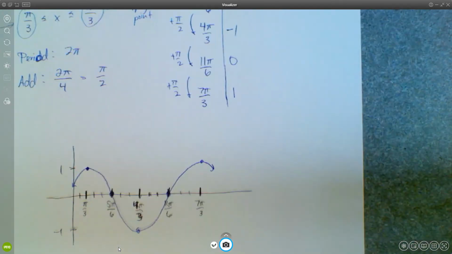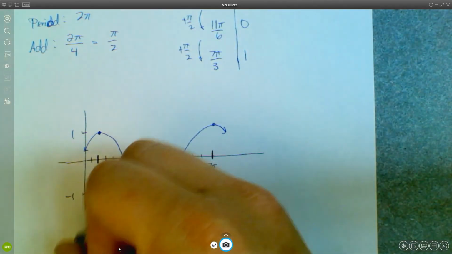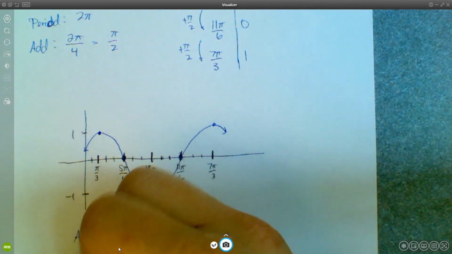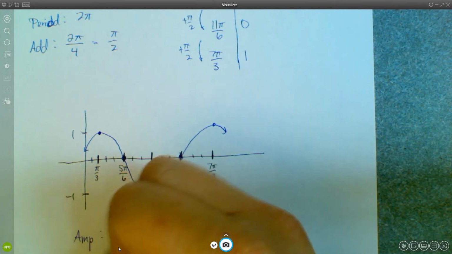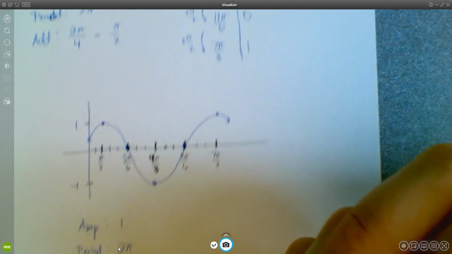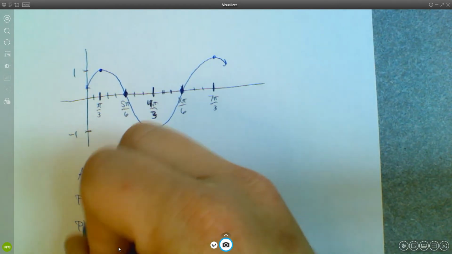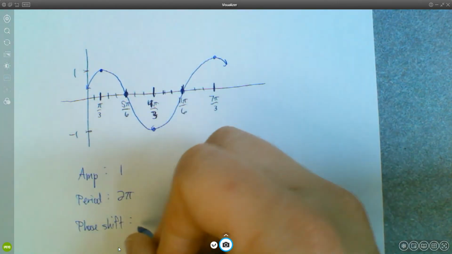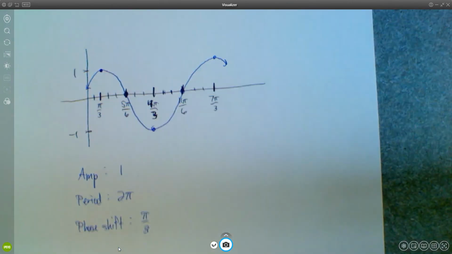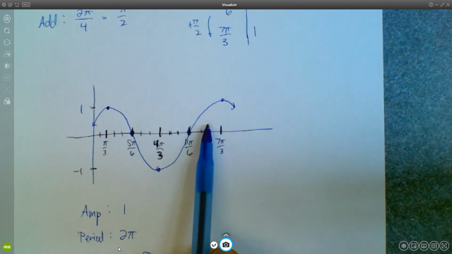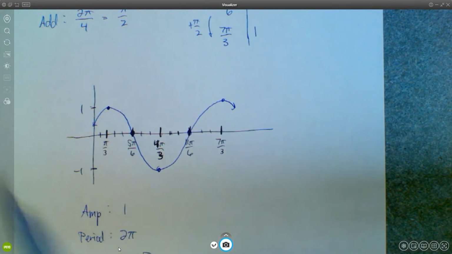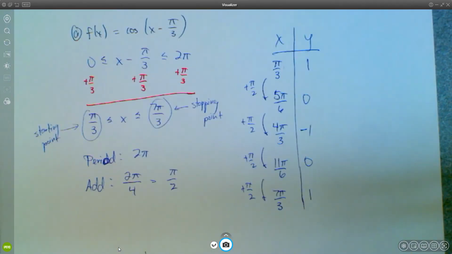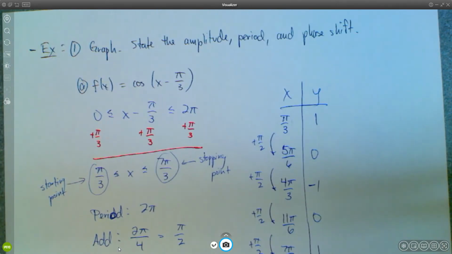We're supposed to state the amplitude, period, and phase shift. So the amplitude we said was 1. The period we said was 2 pi. And the phase shift we said was pi over 3. And that makes sense, right? Because it just looks like the standard cosine function, but it's been shifted right pi over 3 units. Okay? So there's that one. There's part A.